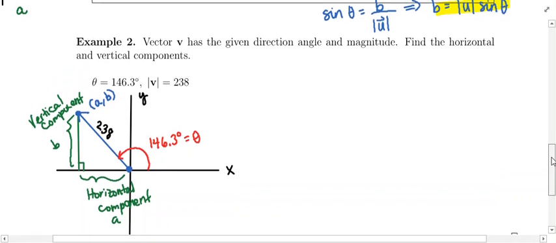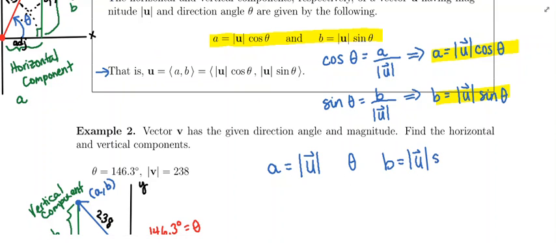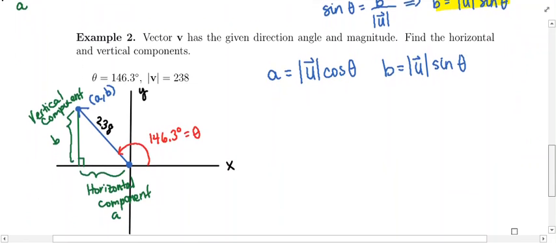So what you can do is use these formulas that we just derived. If you want the horizontal component, that's going to be the magnitude of your vector times the sine of the direction angle. And if you want the vertical component, that's going to be the magnitude of the vector times the, oops, I wrote the wrong thing. The first one, the horizontal component, should be the magnitude of the vector times the cosine of the angle. And the vertical component should be the magnitude times the sine of the angle. So that's what we need to do here.